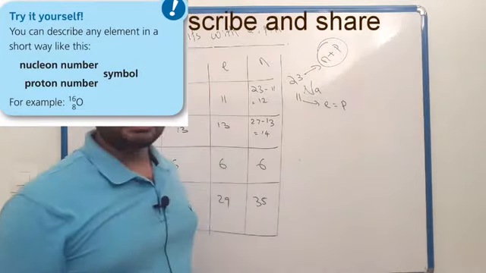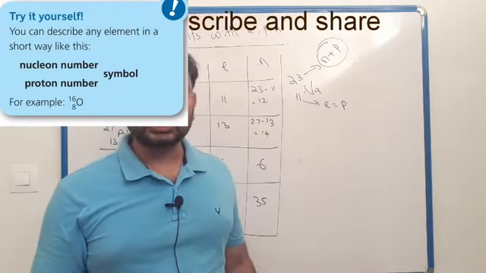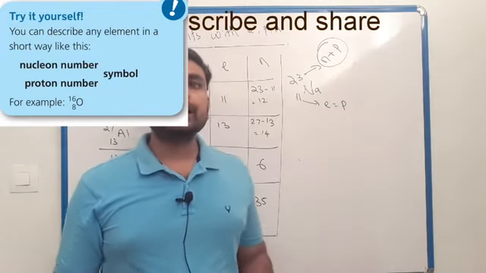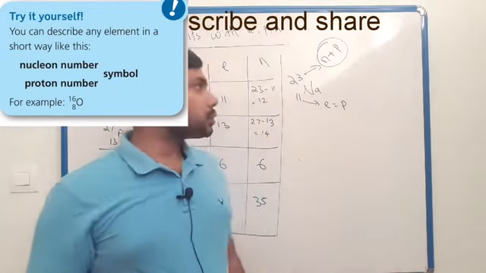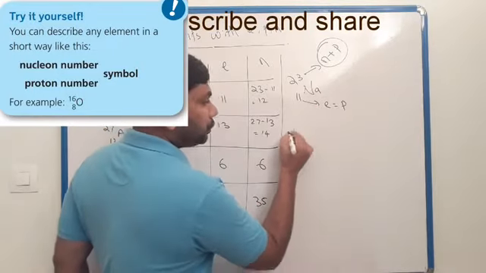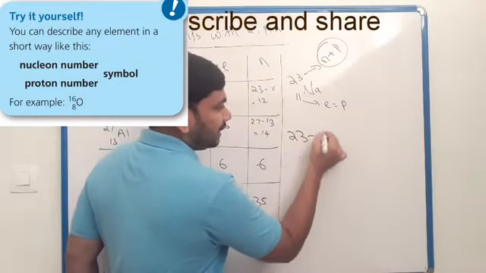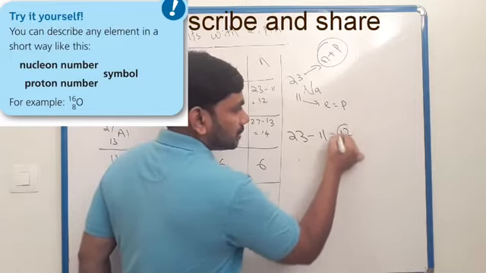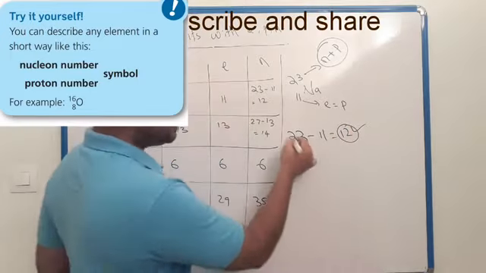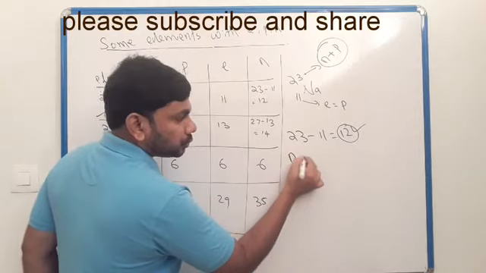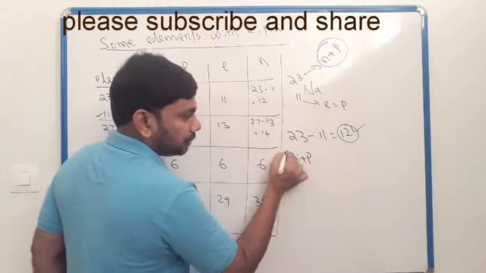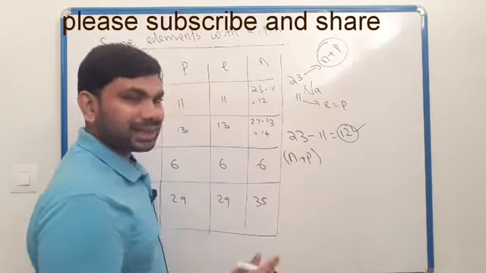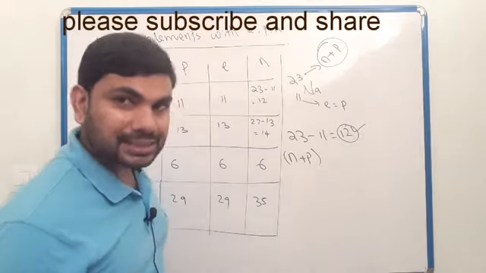That is the mass number, neutrons and protons together. That's why we call this the nucleon number. So here I told you 23 minus 11 is 12. This is the number of neutrons. 23 means the number of neutrons plus protons, that is the nucleon number, that is the mass number.